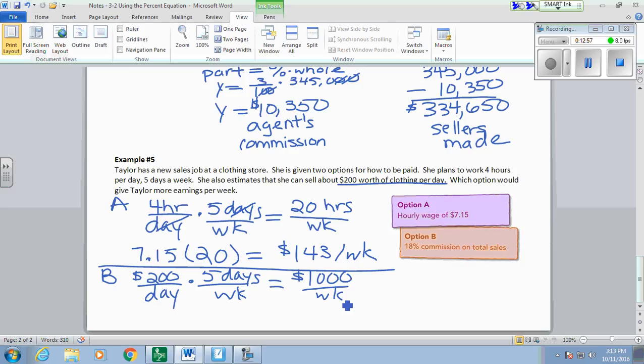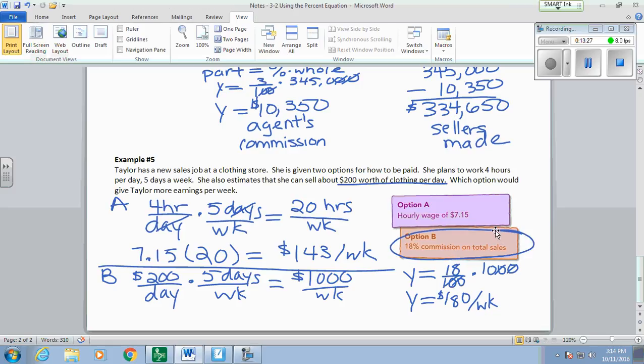So we would be using the y equals mx, or part equals percent times whole. We're looking for her amount of commission, so I'm going to have 18%, so 18/100 times the $1,000, and cross cancel my zeros, and I will get $180 that she will get for the week. So which option? Option B would be her better option for getting paid more.